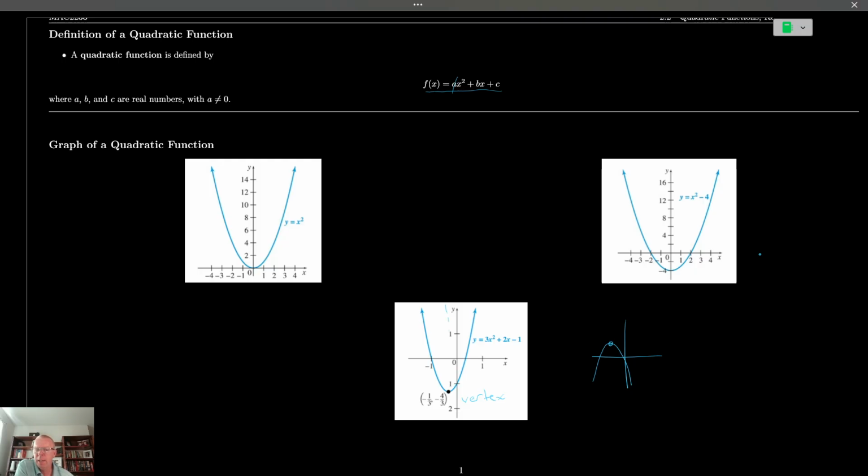The other thing to notice is we are symmetric around the vertex. You can imagine a line going like that through the vertex, and we are symmetric around that line. That line is called the axis of symmetry. All right, and then as we get to an example in a minute, we'll talk about how to find the axis of symmetry, how to find the vertex, and in general, how to graph this.